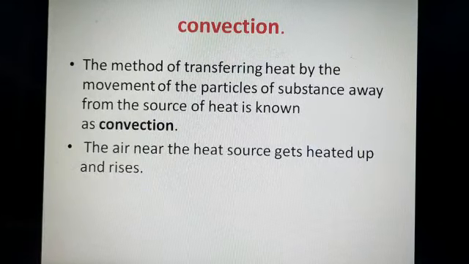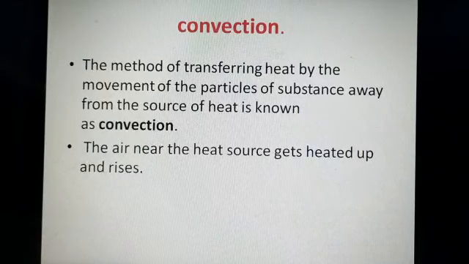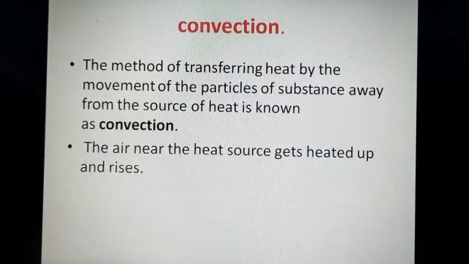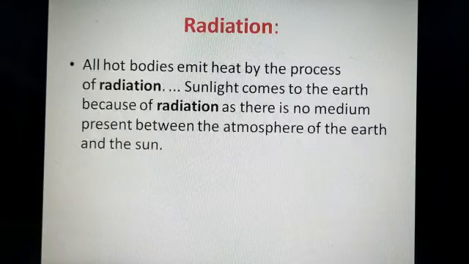Transfer of heat by movement of particles of a substance away from the source of heat is called convection. And students, the air near the heat source gets heated up and rises.